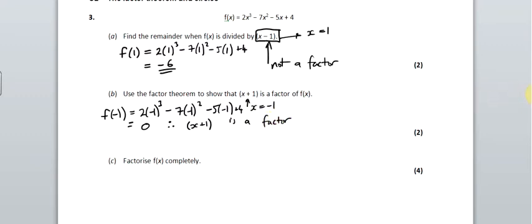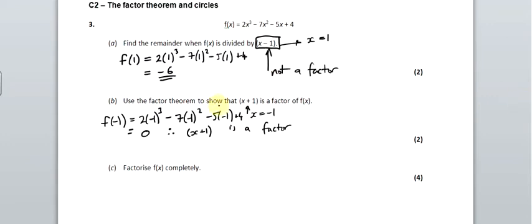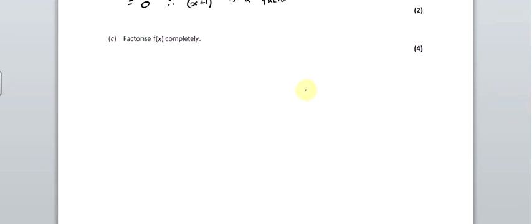And then we come on to the last part of the question where we've actually got to factorise the whole thing. So we know one factor. Here's our first factor. There are two ways to get this, but the easy way is to just divide this polynomial by this expression here. So that's what we're going to do. Let's go for it.